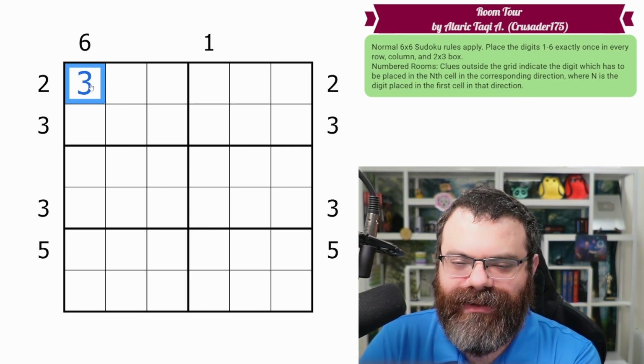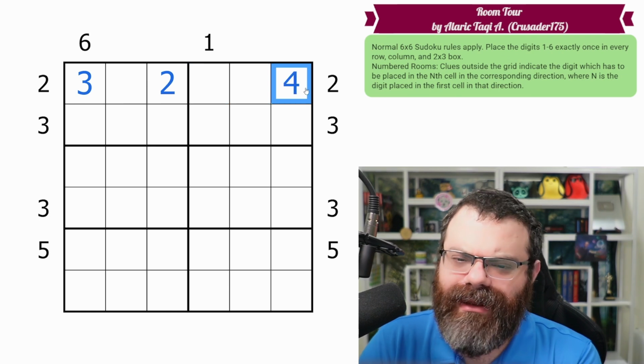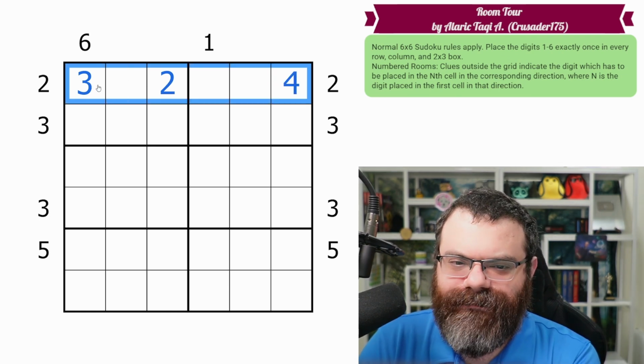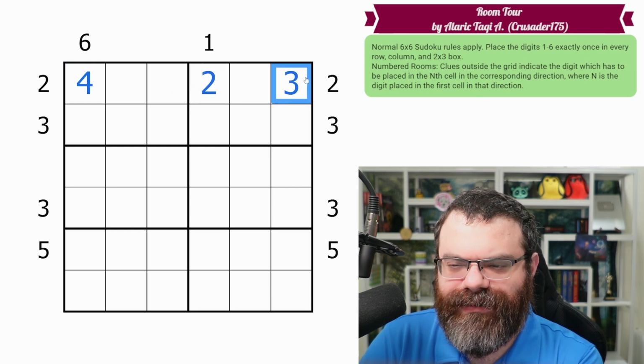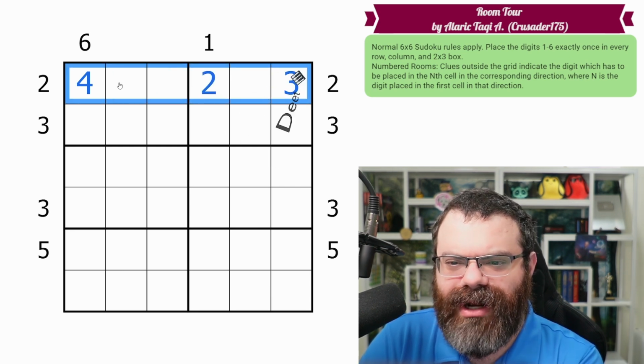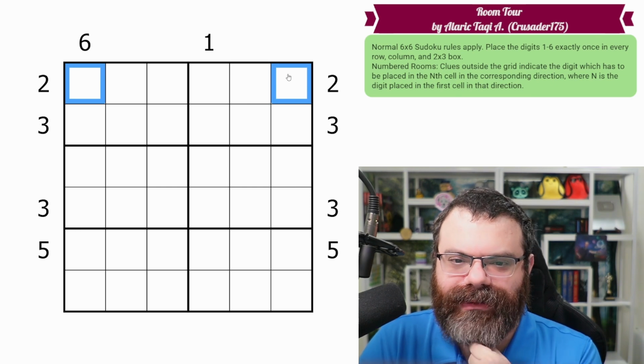You also can't put a 2 next to itself. If this was a 3, we count 1, 2, 3, and it puts a 2 here. And then that means this 2 here needs to count 1, 2, 3, 4 and place a 4 there. Now, if this was a 4, that places the 2 here, and this would need to be a 3. I think we can probably prove that these 2 cells are going to add to 7.